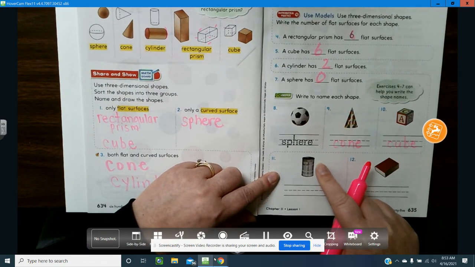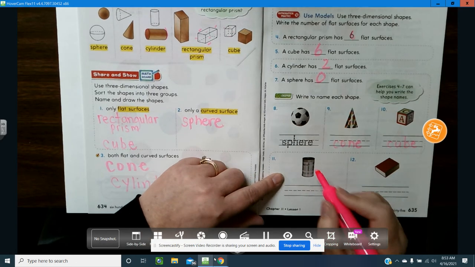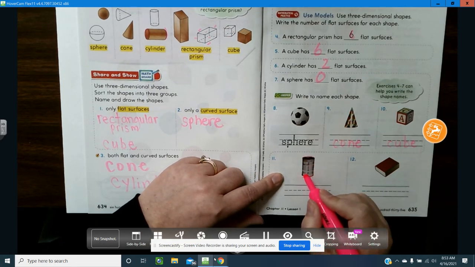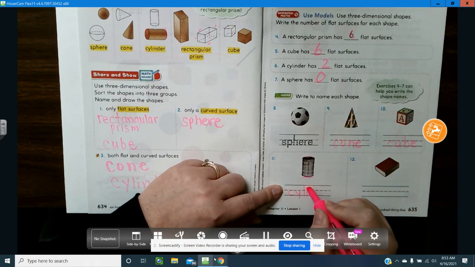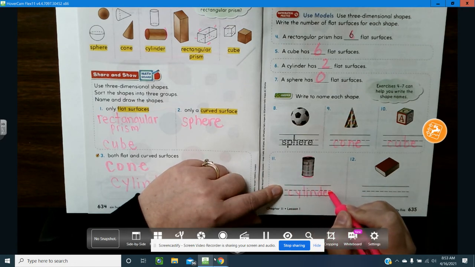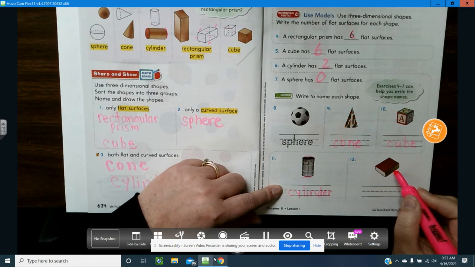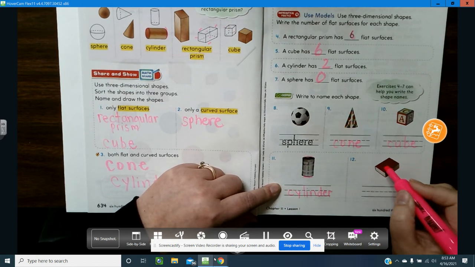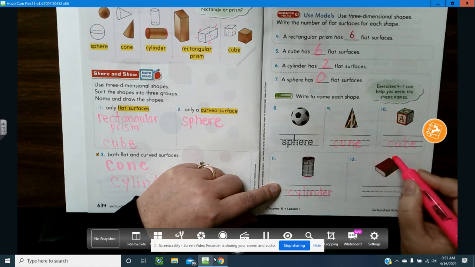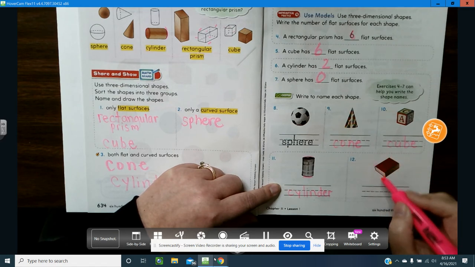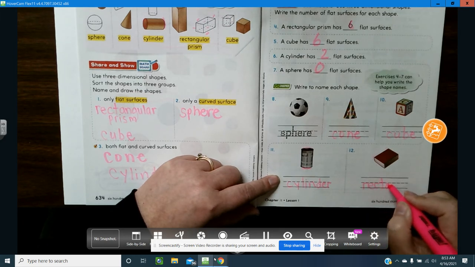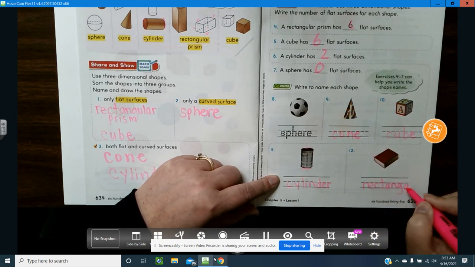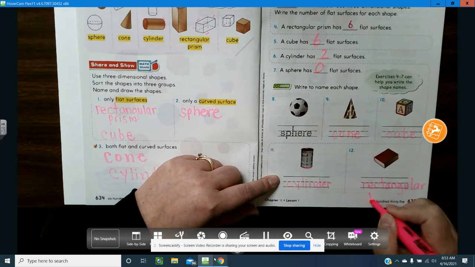This can is a cylinder. It has a flat side here and a flat side there, and it's round all the way around. So it is a cylinder. And then this book is kind of like a rectangular prism. It has a rectangle, a rectangle, a rectangle, a rectangle, and a rectangle. It is a rectangular prism. I'm going to have to use 2 lines to write that big word.